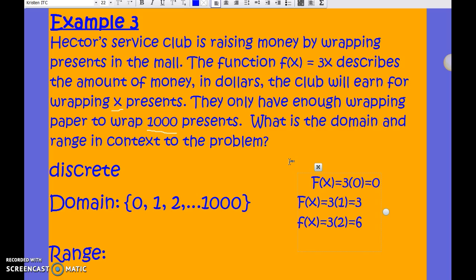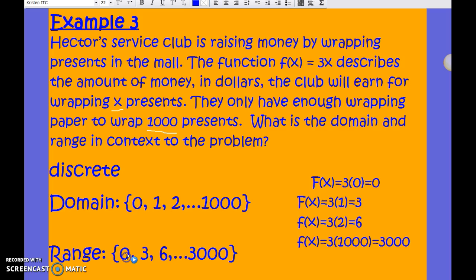And then I'm going to go up to 1,000, because that's my last number that I have written. So I'm going to have 3 times 1,000, which gives me 3,000. So when I write my range, I'm going to use my squiggly brackets because I have discrete data. I'm going to have 0, 3, 6, and then I'm going to add 3 dots to show that I've got all the numbers all the way up to 3,000 included in my range.